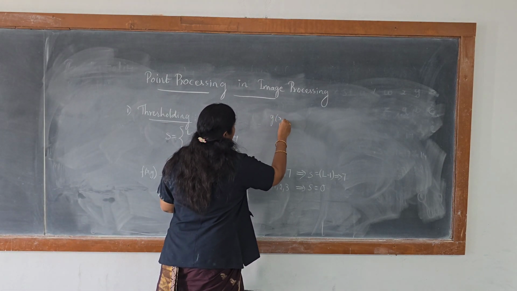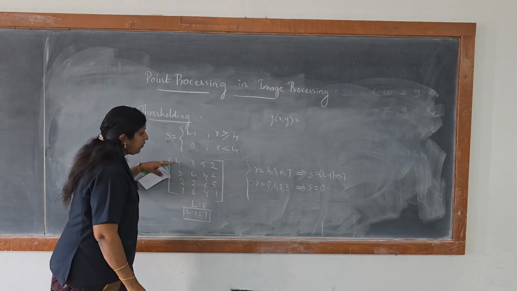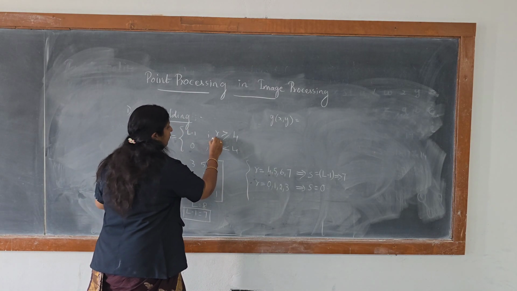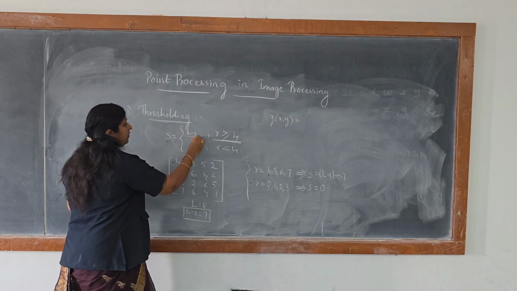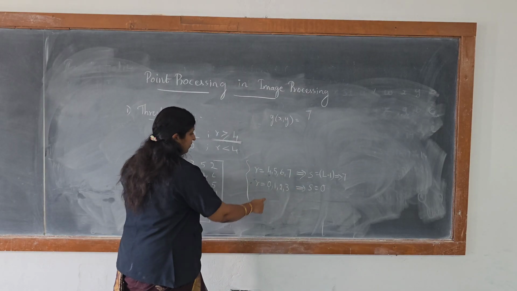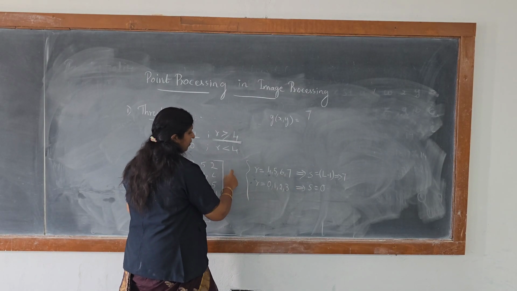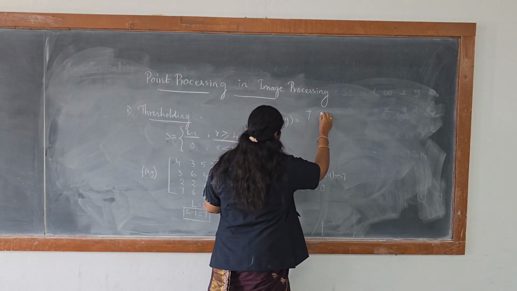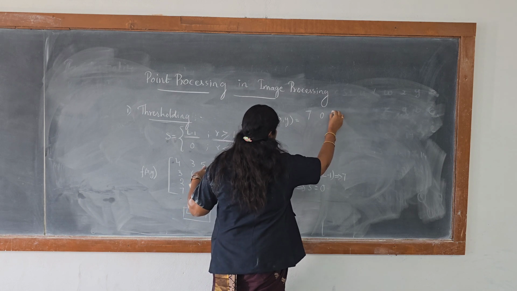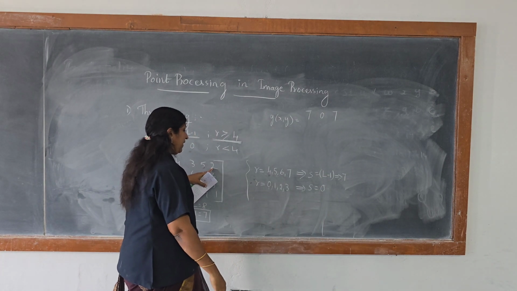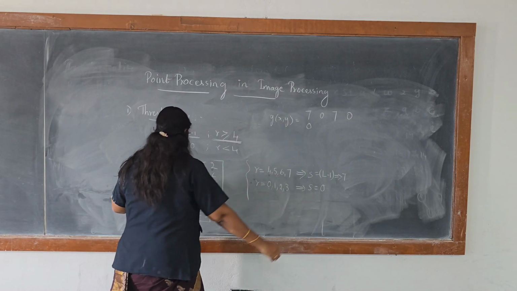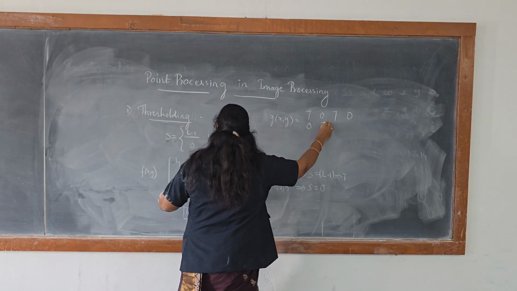So g of x comma y here is, 4 is greater than or equal to 4, so the value is 4 minus 1, which will become 7. Okay, 3 is less than 4, so this value will become 0. Again 5 is greater than 4, so 7. Then 2 is less than 4, so 0. Again 3 is less than 4, 0. Then 6 is greater than 4, so 7.